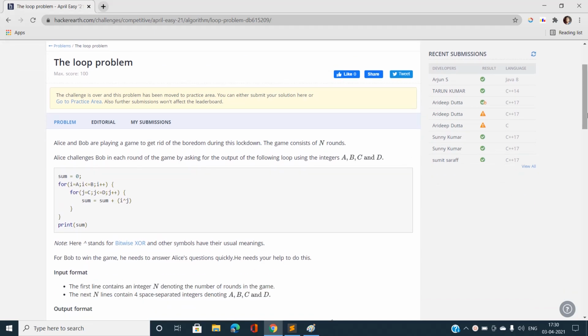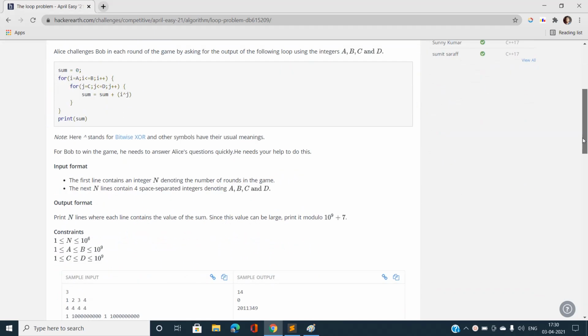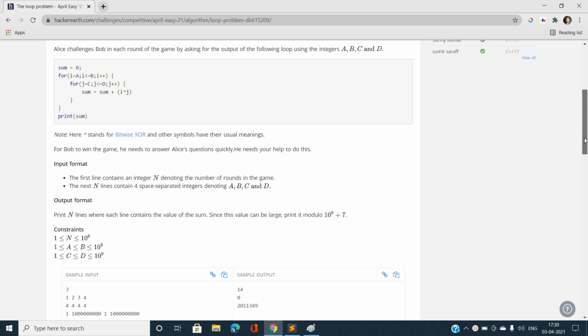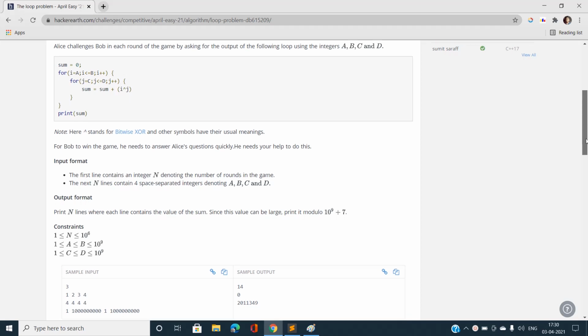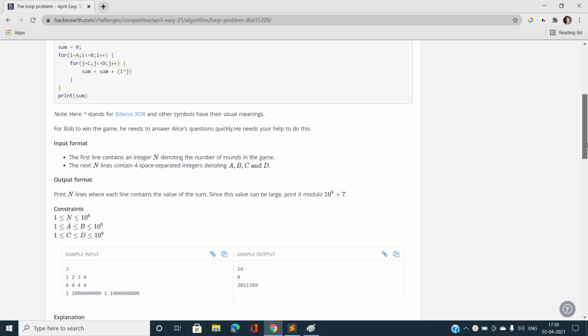Okay, so what we have to do in this problem, for Bob to win the game, he needs to answer Ali's questions quickly. Okay, and how quick should it be? A and B are going to vary up to 10 power 9, and C and D are going to vary up to 10 power 9, and we have to run this nested loop. So it is obvious that we cannot have a brute force solution.